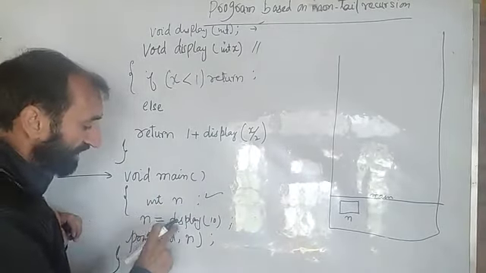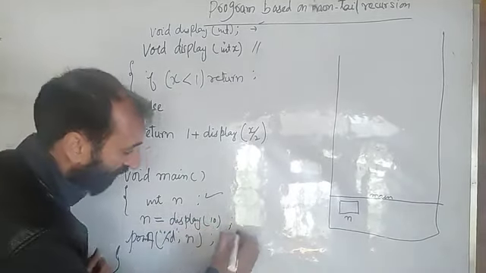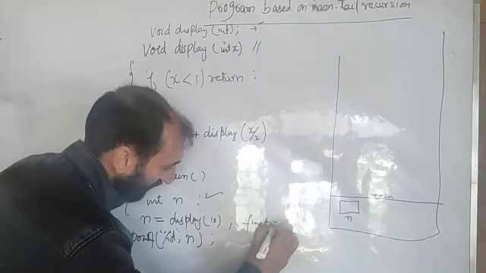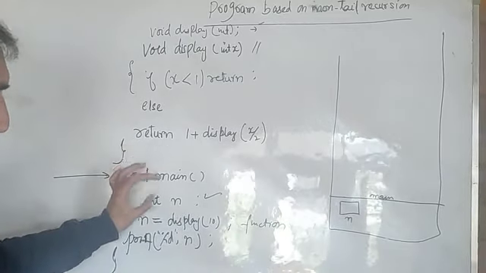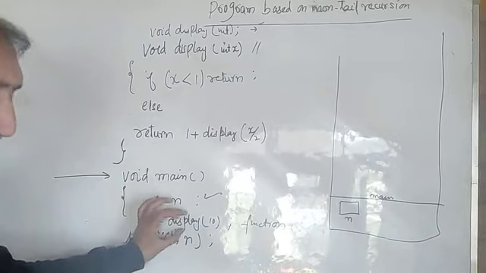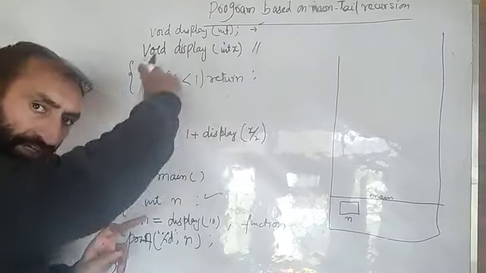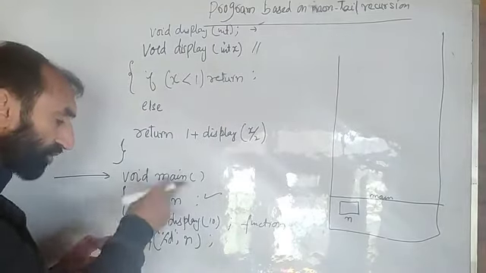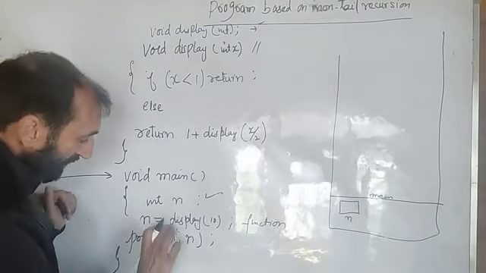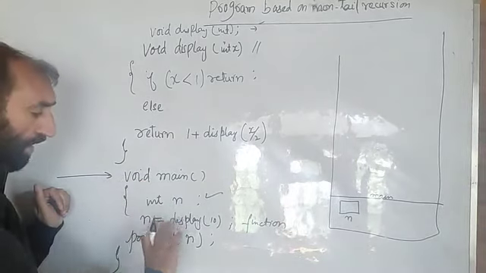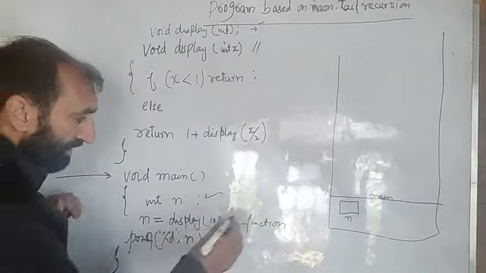After execution of this line, the control will reach here. If we see here, n equal to display 10. This is a function call. Here, the display function has been called by the main function. That means main is the calling function and display is the called function. Whatever the called function returns will get stored in n. So main is going to call a function by name display by passing 10 as the argument.